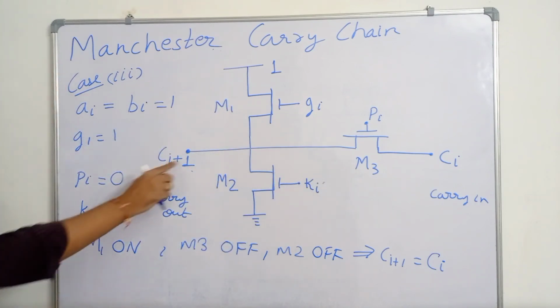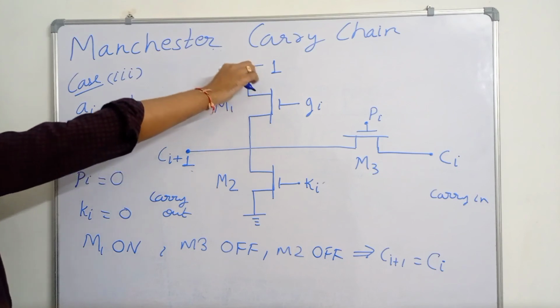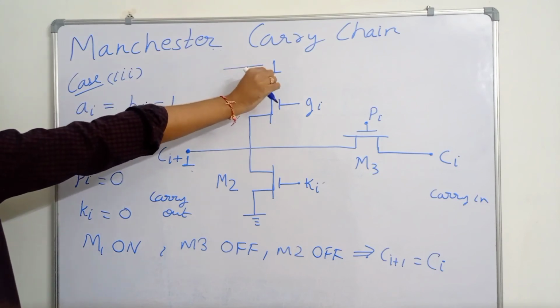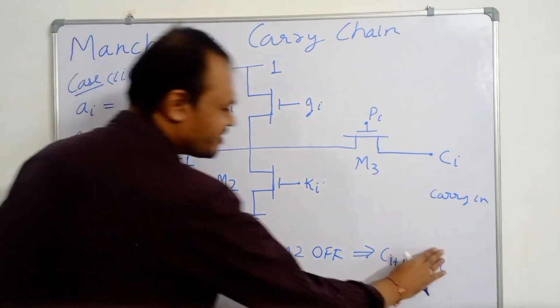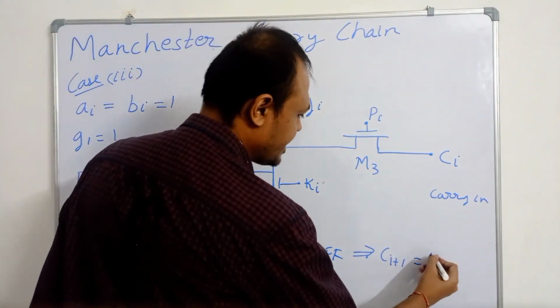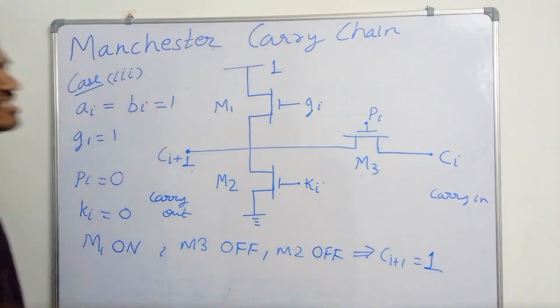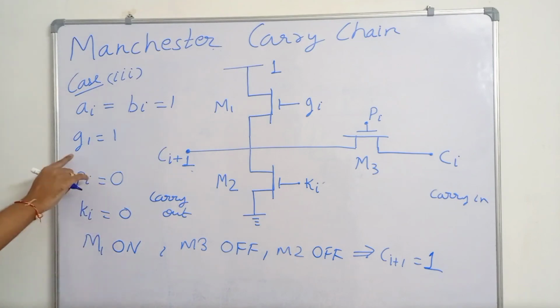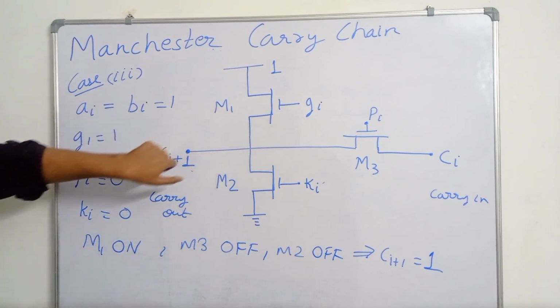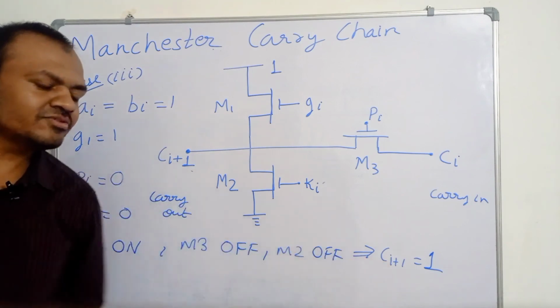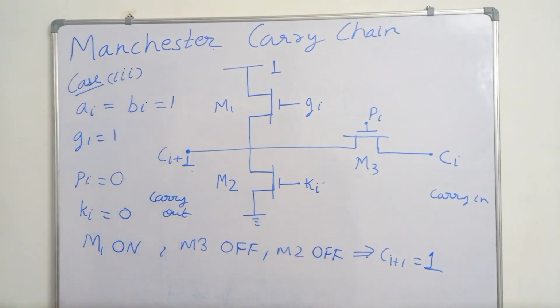Now this Ci plus 1 is connected to logic high. So Ci plus 1 will be equal to 1. So carry is generated. That is why this bit is denoted by G, because G is for generation. So when Gi equal to 1, then Ci plus 1 has to be equal to 1. It means that the carry is generated.